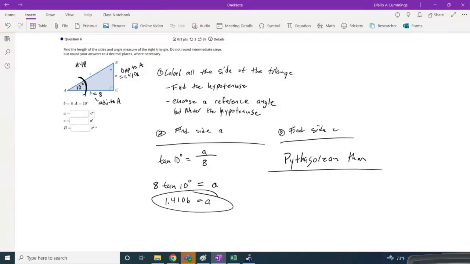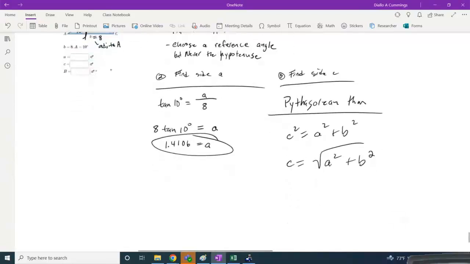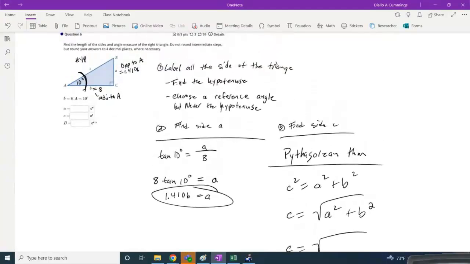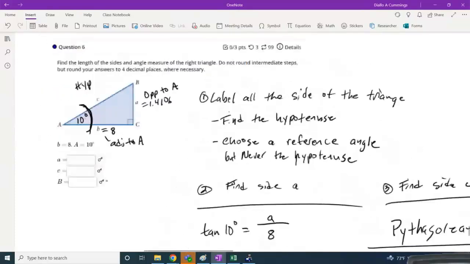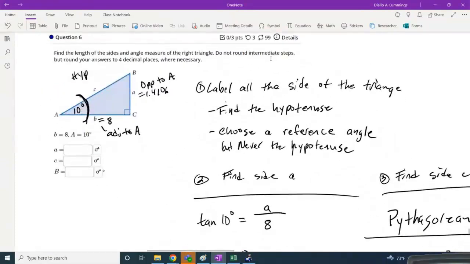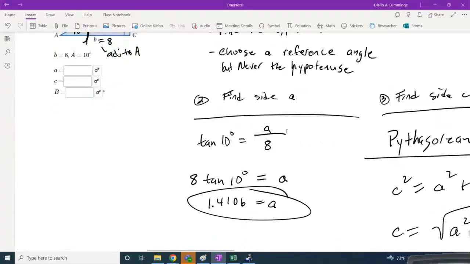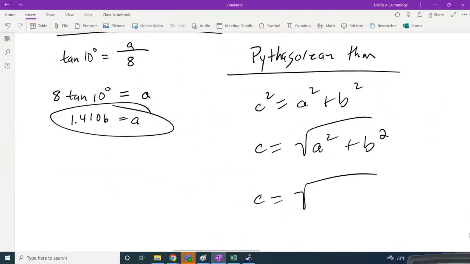So C squared is equal to A squared plus B squared. C is equal to the square root of A squared plus B squared. C is equal to... and I'm pausing because right here it says do not round intermediate steps. So that means that I should not put 1.4106 in squares, because I'm using a rounded value in another calculation, so I may get rounding error.